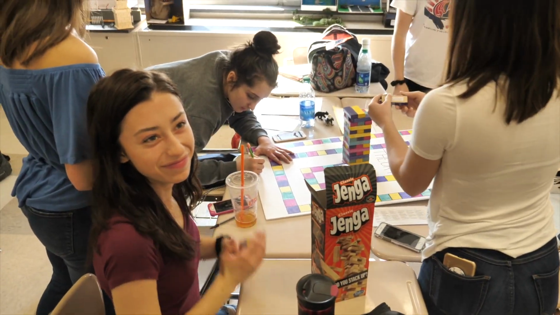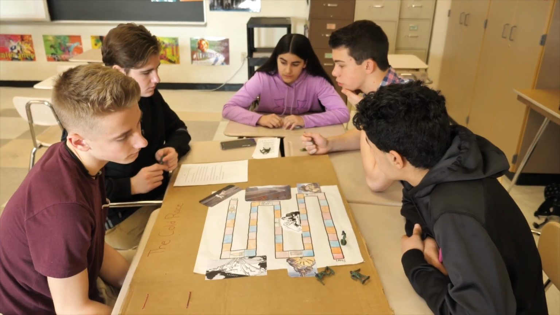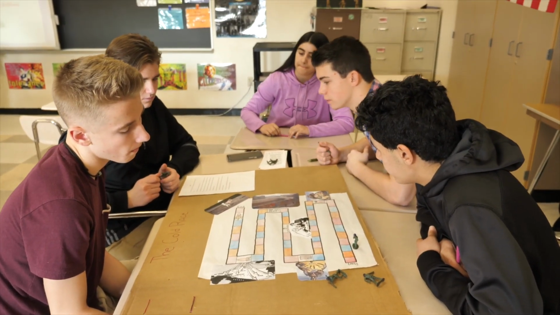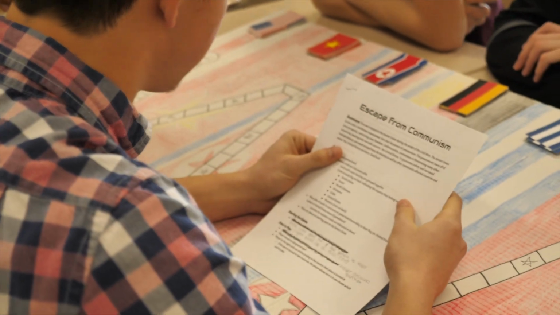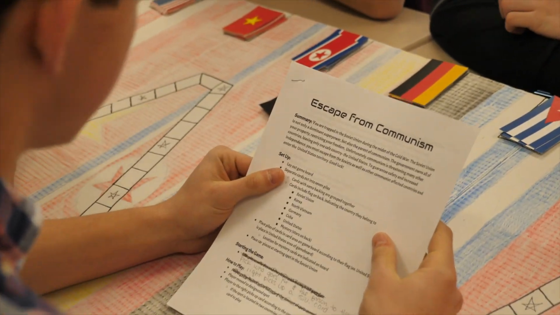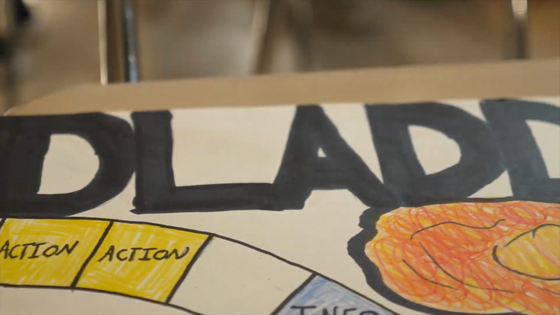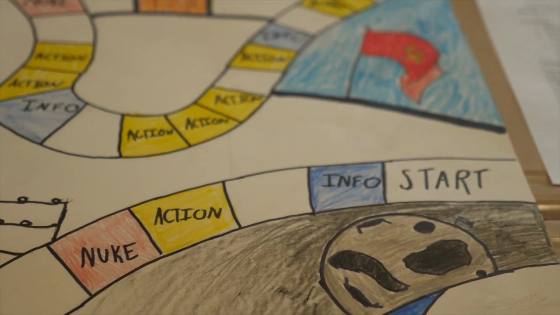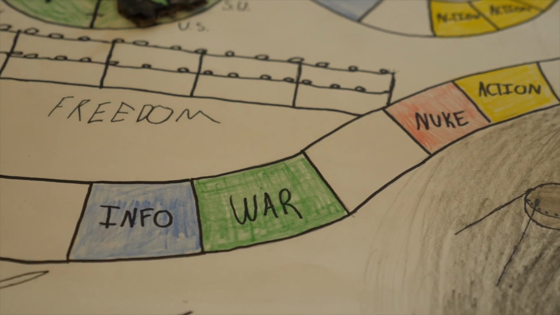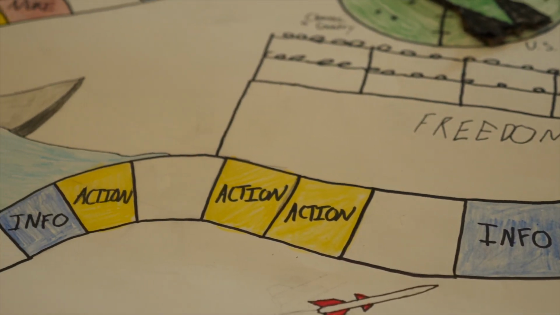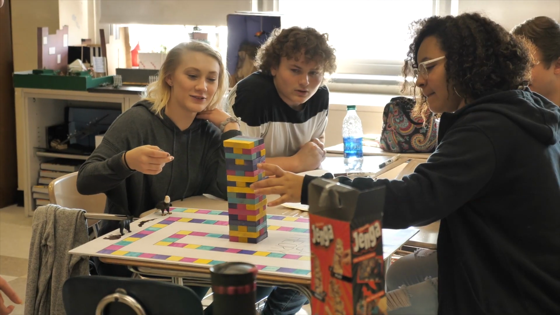So I had kids that made a Candyland style Cold War game using terms from like the Berlin Airlift and the Berlin Wall. I had kids make an Escape from Communism game, and it's a trivia game. One of the groups made Nukes and Ladders, and they took concepts from the arms race and the space race. And then I had a group use Jenga as a trivia game, and they compared it to the domino theory, which I just think is really fantastic.